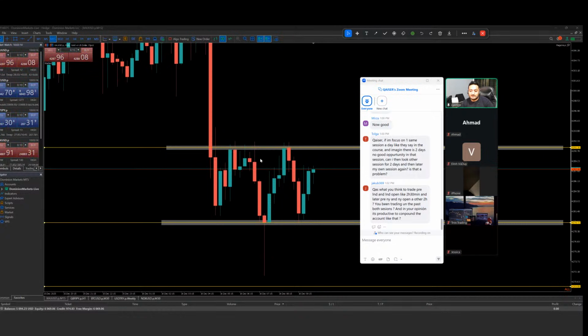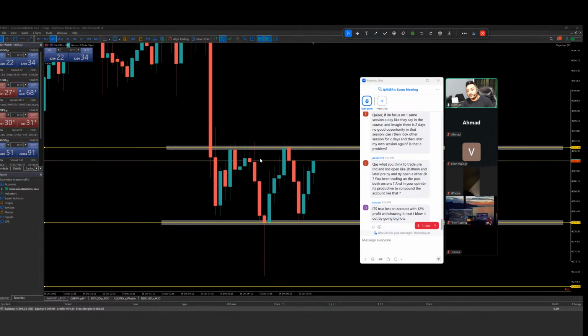So might be with that pressure, many people just lose another 2%, 3%. So it's very important to win the first trade actually.